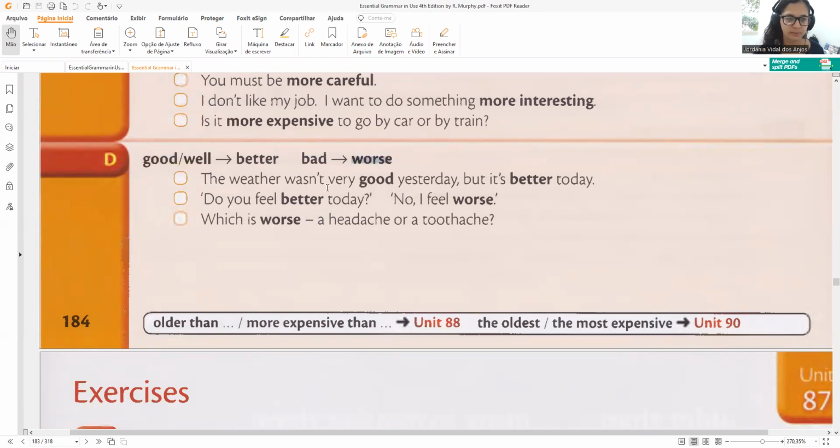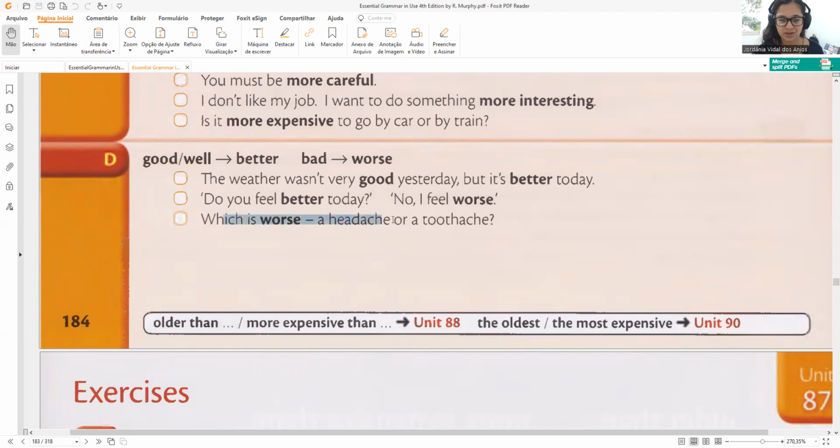Worse. For example, the weather wasn't very good yesterday, but it's better today. O clima não estava muito bom ontem, mas hoje está melhor. Next, do you feel better today? No, I feel worse. Você se sente melhor hoje? Não, me sinto pior. Não esquece de repetir em inglês, ok?